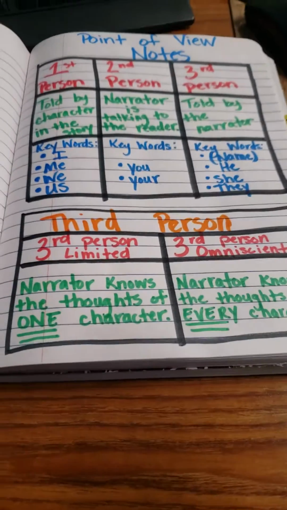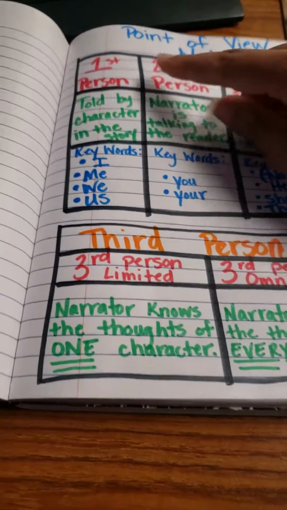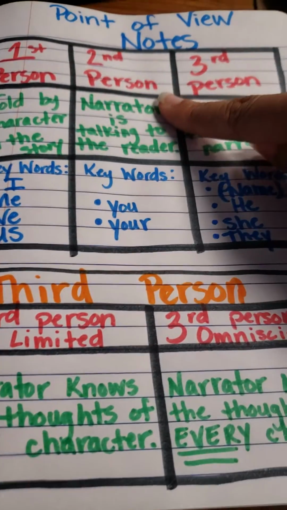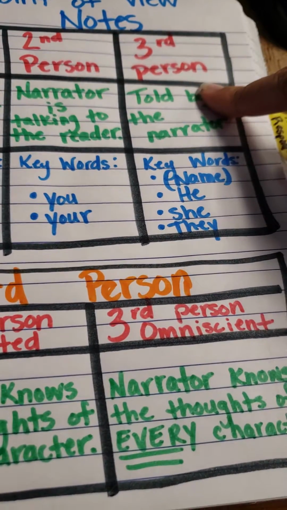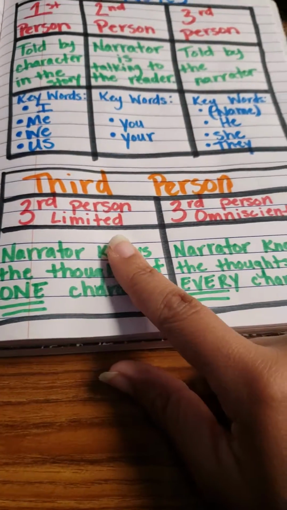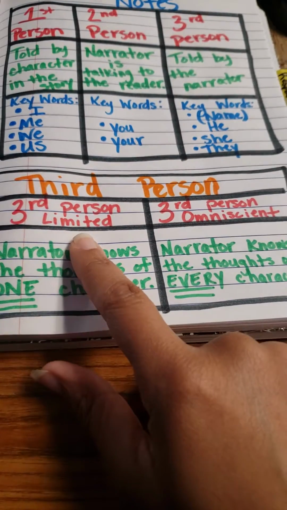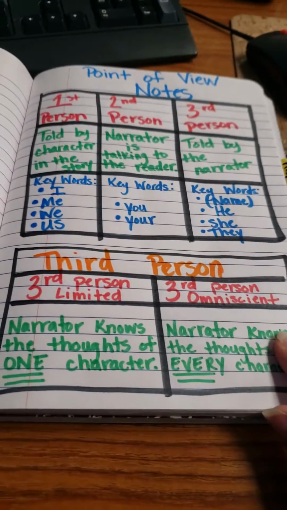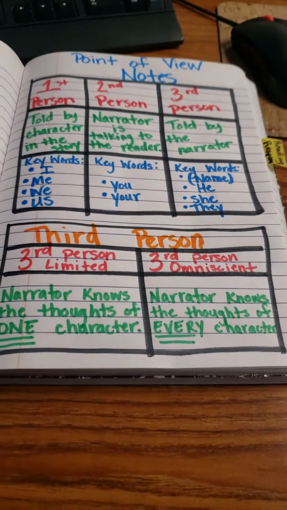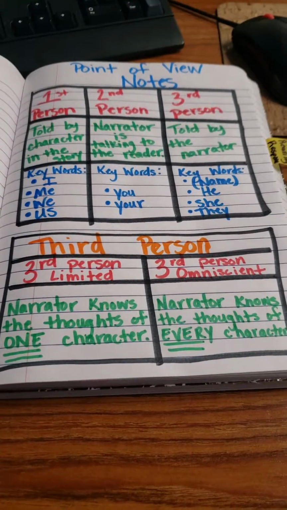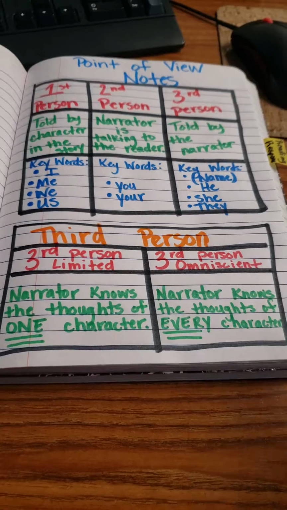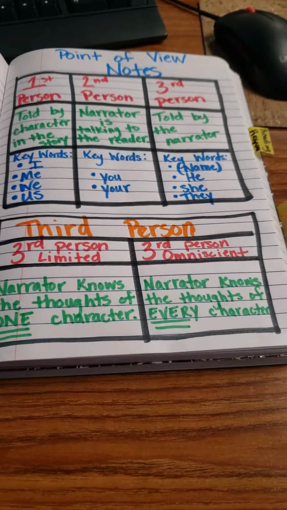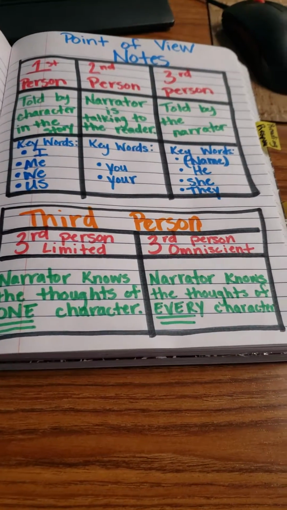So when you're reading your novels, you need to think about, is this written in first person, second person, or third person? And if it is in third person, is it third person limited or third person omniscient? Okay, overall, this is what my notes look like. Yours should look similar, but with your own style and your own personality added to it.